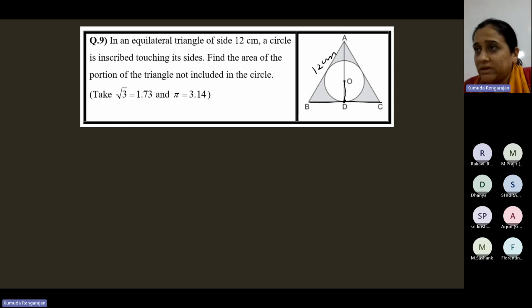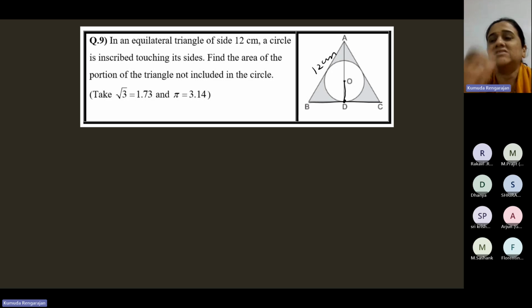Sometimes the figure will not be given. It will be explained, given in words. So you should read that and make the diagram yourself. So for that, it becomes important to understand how this figure can be described in words. So here, the sides of an equilateral triangle are tangential to the circle.